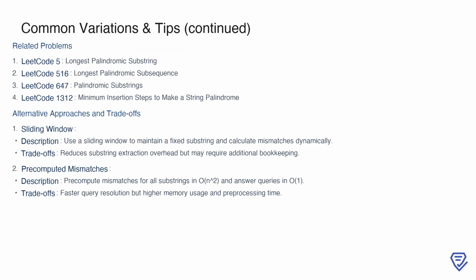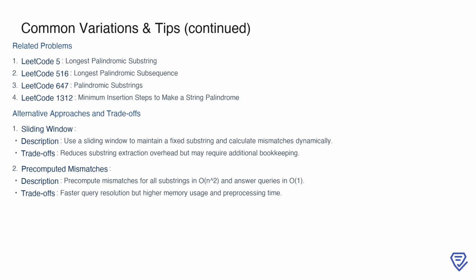robust. This problem is closely related to several other LeetCode challenges, which can provide additional practice and insights. For example, LeetCode 5 focuses on finding the longest palindromic substring, while LeetCode 516 deals with the longest palindromic subsequence. LeetCode 647 asks you to count all palindromic substrings, and LeetCode 1312 requires determining the minimum number of insertions to make a string a palindrome. Exploring these problems can help you recognize patterns and develop a deeper understanding of palindrome-related techniques.